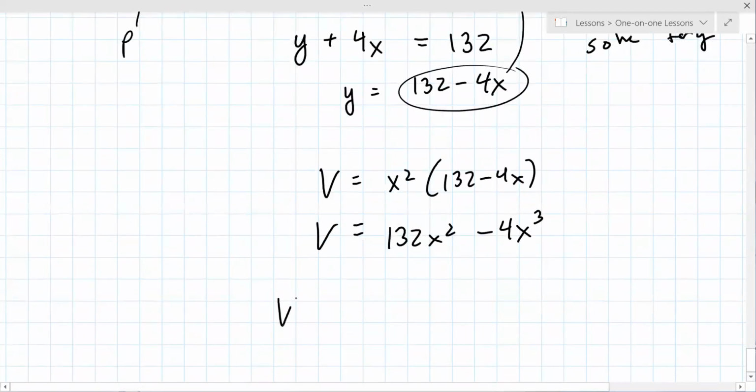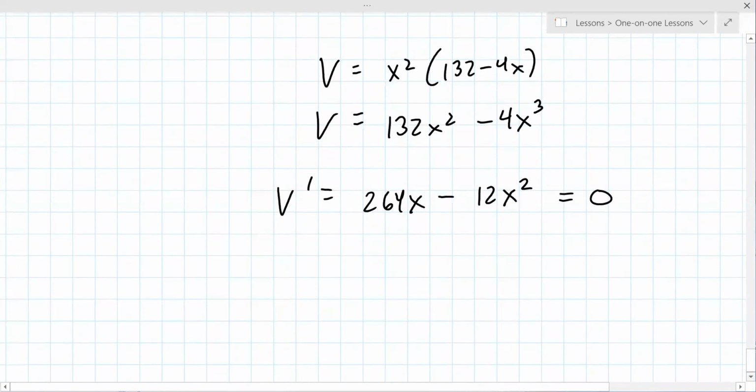And we're going to take a derivative, as we've been doing. The derivative here is 264x minus 12x squared. And we're going to set this equal to 0. So we have to factor out some numbers. 264 is divisible by 12, shockingly. It's 12x times 22 minus x equals 0.